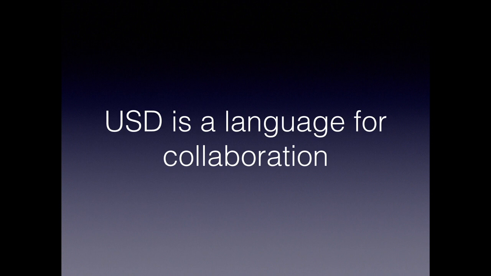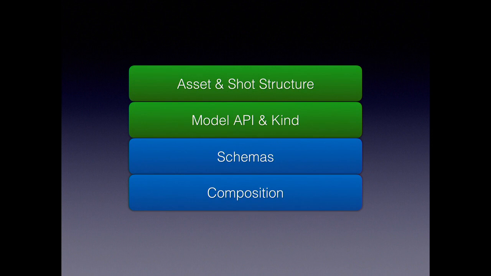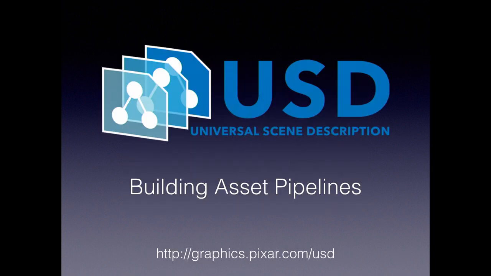So just to bring this back to the idea of USD as a language for collaboration, at the end of the day, it's built around how we want to work together, and it provides a lot of different options for expressing how you can work together as a studio, as a pipeline. We've talked about the core of USD as composition and how schemas bring things into the computer graphics space. And with that foundation, we brought up the ideas of why ModelAPI and Kind are important, and how you might structure your assets and shots using ModelAPI and Kind. This has been the talk on how you can use Universal Scene Description to build and approach asset pipelines.